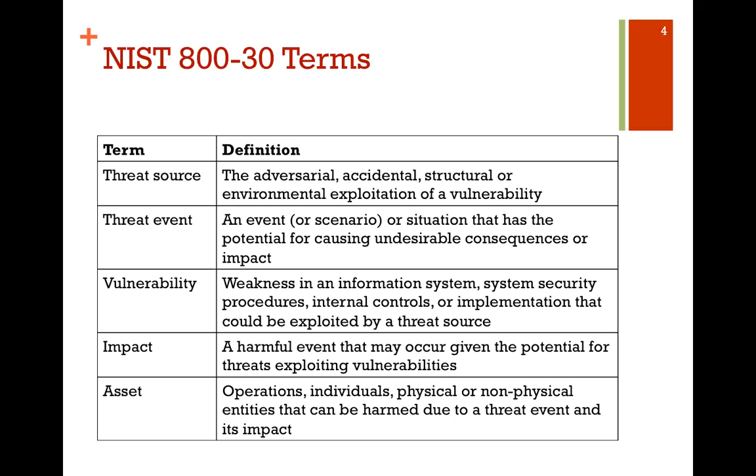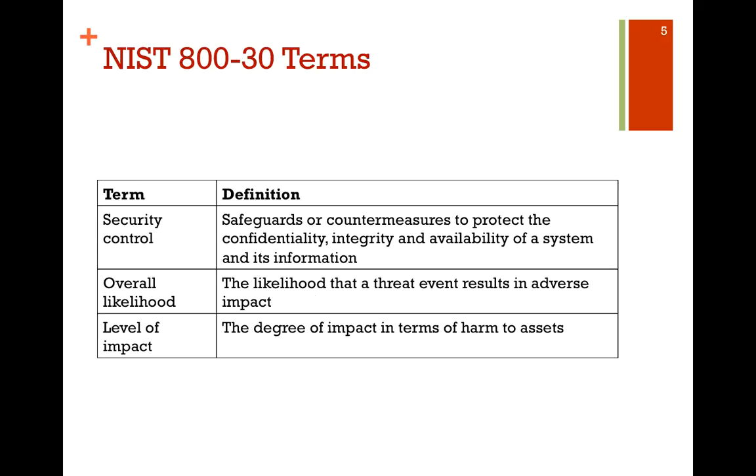The impact is a harmful event that may occur given the potential for threats exploiting vulnerabilities. An asset is an operation, an individual, physical or non-physical entities that can be harmed due to a threat event and its impact. A security control is a safeguard or countermeasure to protect the confidentiality, integrity, availability of a system and its information. The overall likelihood is the likelihood or probability that a threat event results in adverse impact. The level of impact is the degree of impact in terms of harm to assets.